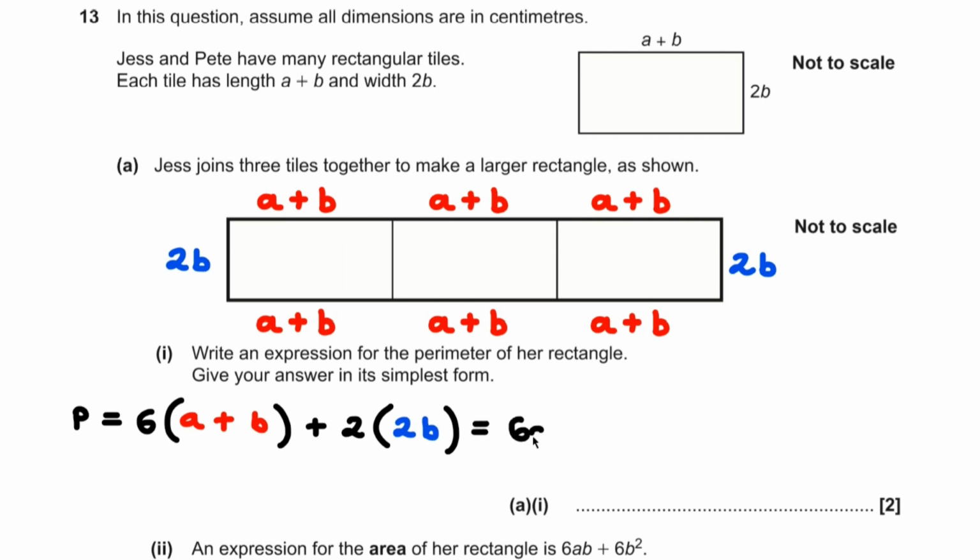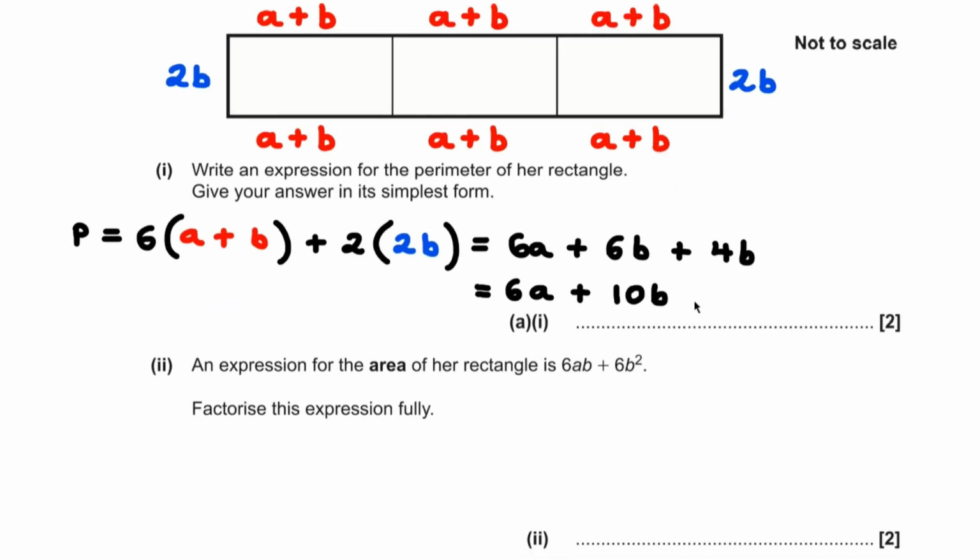So we have 6a plus 6b plus 4b. Altogether, I have 6a plus 10b, and if I was to simplify this, factorising out a 2, I have 2 multiplied by 3a plus 5b.